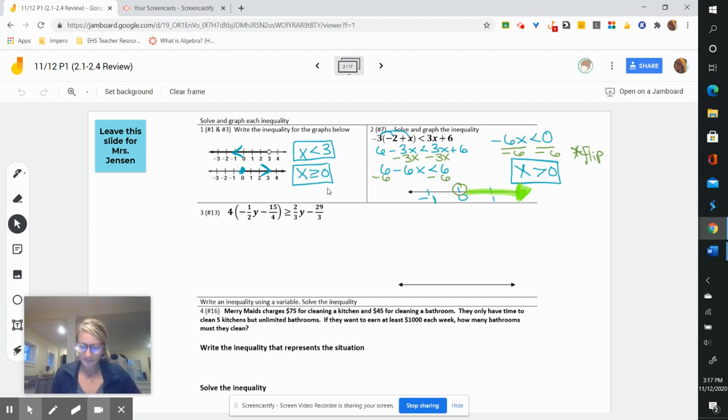For number 3, it's tempting to eliminate the fractions as our first step, but we want to distribute on our first step because both the denominators of 2 and 4 are going to be eliminated anyways when we multiply everything by 4. 4 times -1/2y is -2y. 4 times -15/4 is -15.